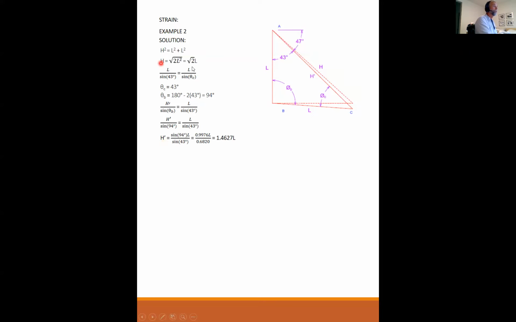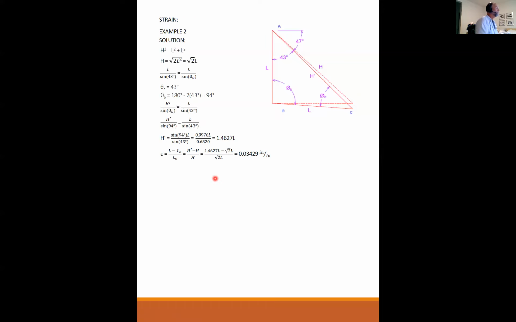I have H in terms of L. I have H prime in terms of L. So now I can use my strain equation. Strain is going to be H prime minus H over H, which is 1.4627 L minus radical 2 L over radical 2 L. All the L's drop out, and that leaves me with a real number, 0.3429 inches per inch. And that is our final answer.